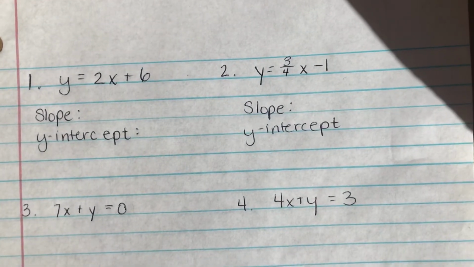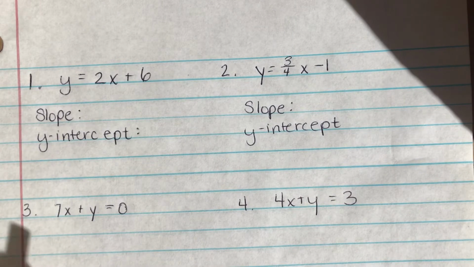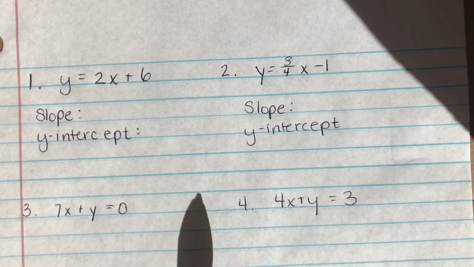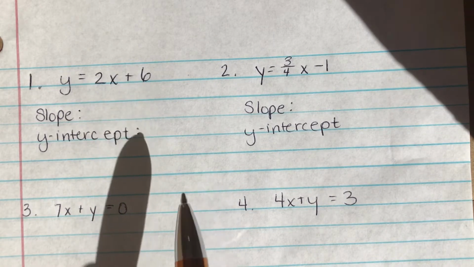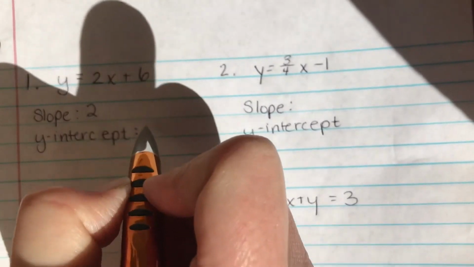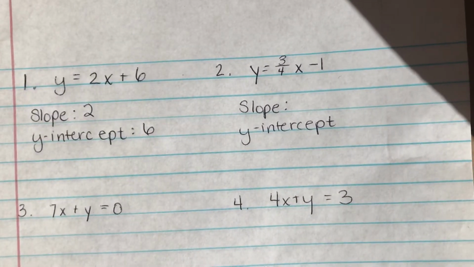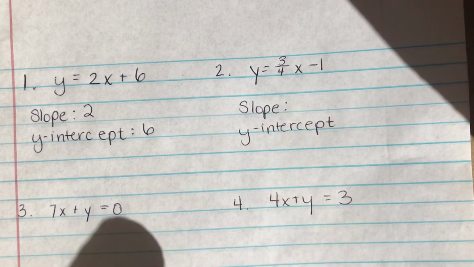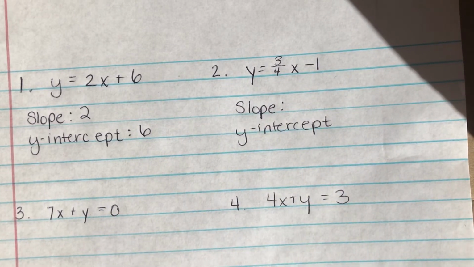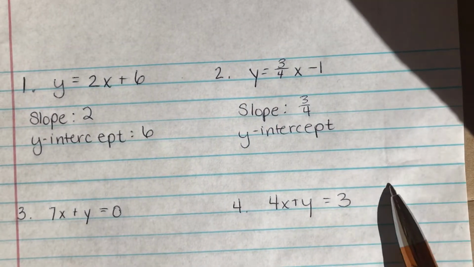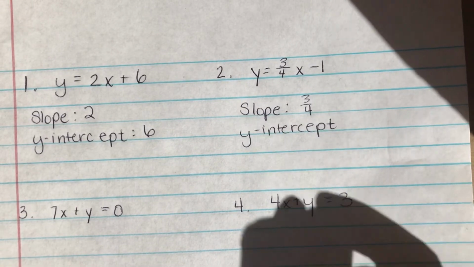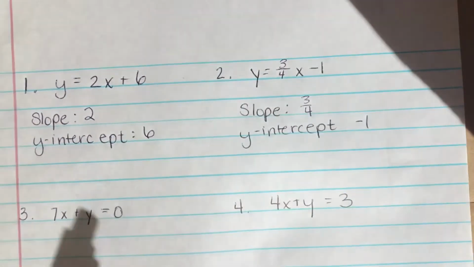Then we're actually looking at page 414, and these are your guided practice 1 through 4. The first one is already in the slope-intercept form. So the slope is 2, the y-intercept is 6. The next one, number 2, again is already in slope-intercept form. The slope is 3 over 4. And then the y-intercept, this time you have to be careful. You have to use that negative 1. So we're going to write negative 1.